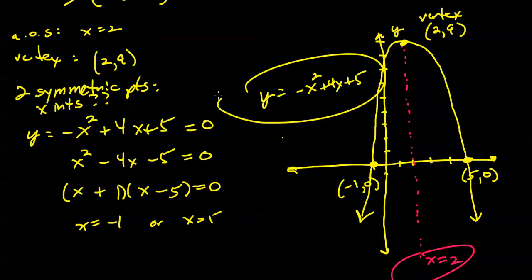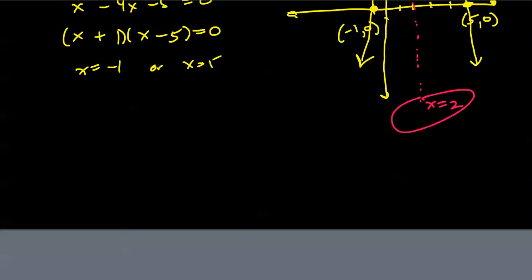Alright. Let's try another one here. New screen. Let's see. Graph the following quadratic function: x squared plus 2x plus 1, or y equals x squared plus 2x plus 1.